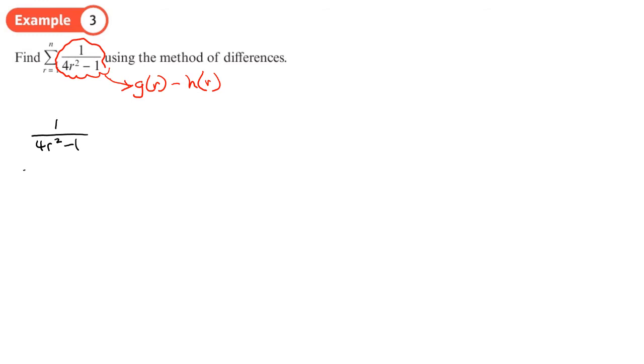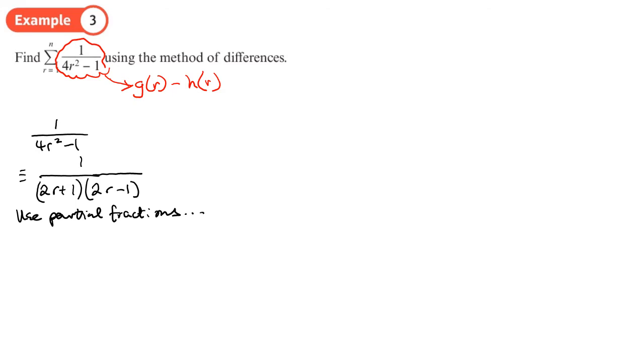So let's write that as 1 over 2r plus 1 times 2r minus 1. So it's the difference of two squares on that one. And then we can actually use the method of partial fractions to split that up. I'm just going to put that as a 1, it looked like an r. So we're now going to use partial fractions, that you've learned, I think, in chapter 1 of the Pure Year 2 book, and we're going to use the same method.